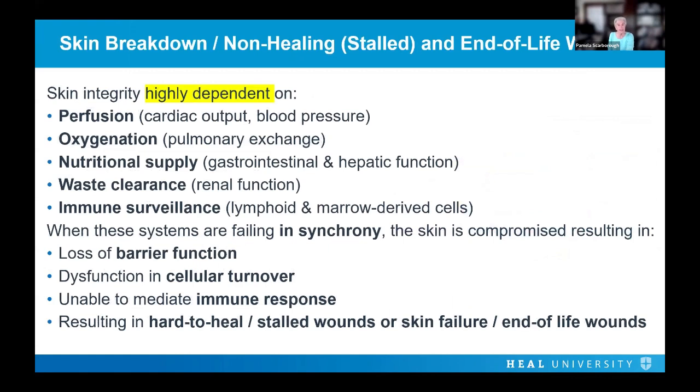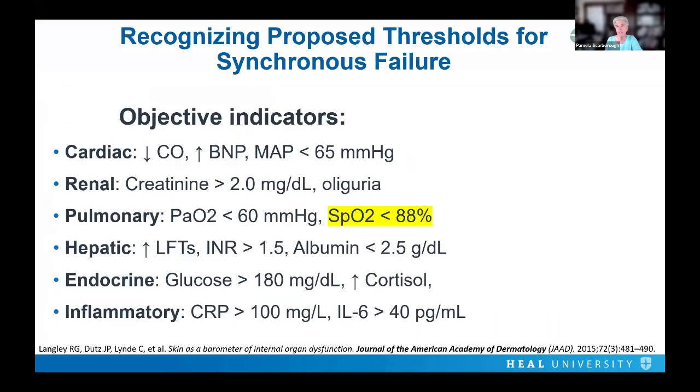The skin is highly dependent on the perfusion, which is your cardiac output and your blood pressure, oxygenation, which is your pulmonary exchange, your nutritional supply, which is your gastrointestinal or hepatic function, your waste clearance, which is your renal function, your immune surveillance, which is your lymphoid and bone marrow derived cells. So when these systems are failing together, in synchrony, the skin is compromised. That results in loss of barrier function and dysfunction in the cellular turnover. These people are unable to mediate their immune response, and it results in hard to heal or stalled wounds or skin failure or end of life wounds as all of these organs begin to be dysregulated.